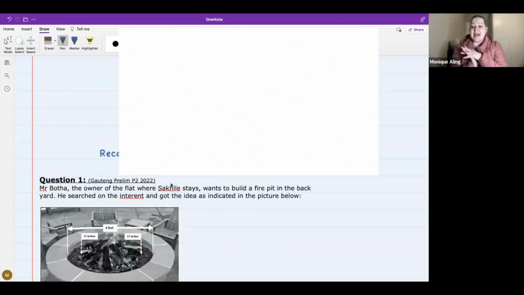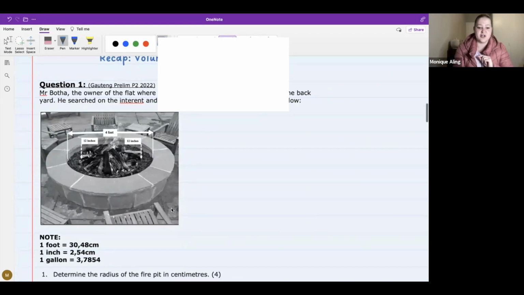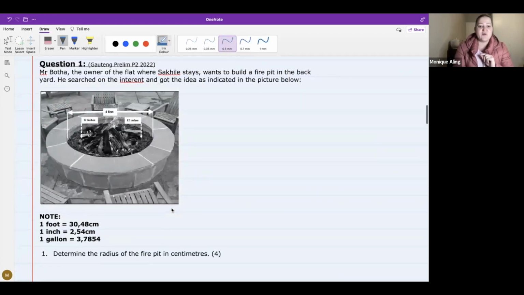Have a look at a past paper question. First one's got to do with volume. So we have a look at question 1. It comes from last year's prelim, Gauteng's prelim, paper 2. It says, Mr. Botha, the owner of the flat where Sakile stays, wants to build a fire pit in the backyard. He searched the internet, I see there's a typo there, and got the idea as indicated in the picture below.